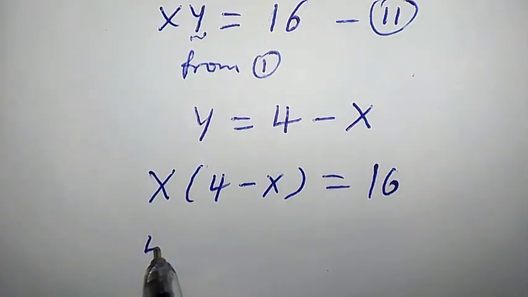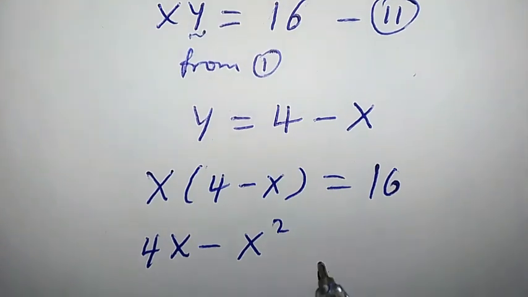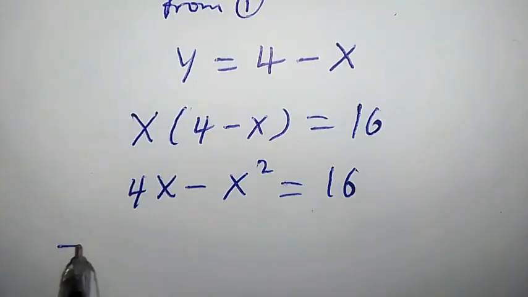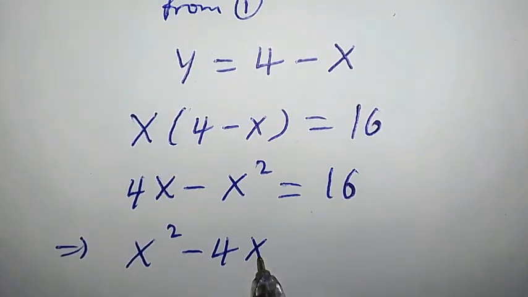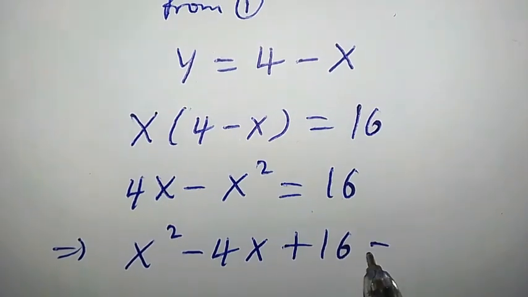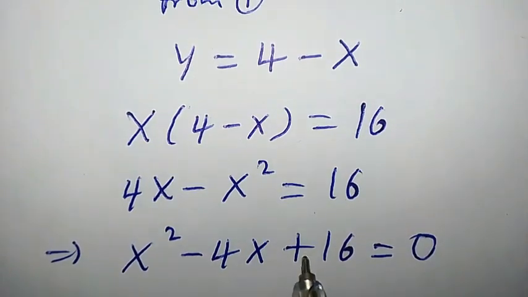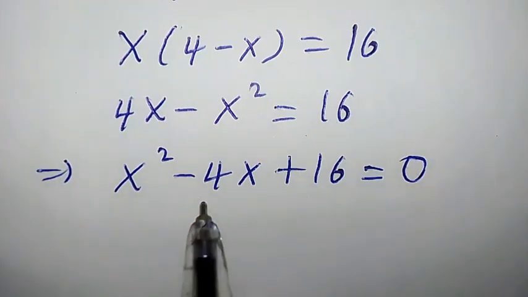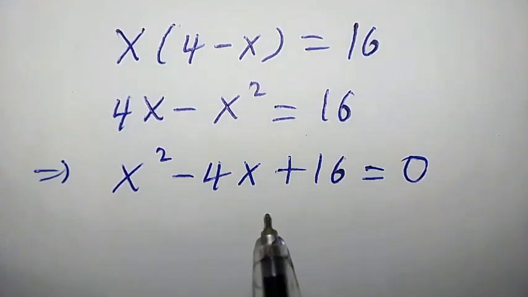x times x, that is 4x. x times negative x, that is negative x squared, equal to 16. This implies that x to the power of 2 minus 4x plus 16 is equal to 0 when we transfer everything to the right side. You will observe that this quadratic equation, we cannot factorize it. So let us use the quadratic formula.